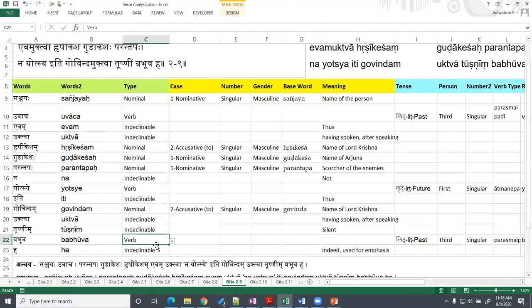Babhuva. He became. Who became? If you look at the subject here, which comes in the nominative singular, it is Gudakeshah Parantapah Arjuna. So he's referring to Arjuna became, scorcher of the enemies. This is the adjective of Arjuna. So Arjuna, who is the scorcher of the enemies, became silent. Tushnim is silent. That's essentially the sentence, that Arjuna became silent. And indeed, he indeed became silent. He's just emphasizing that part.